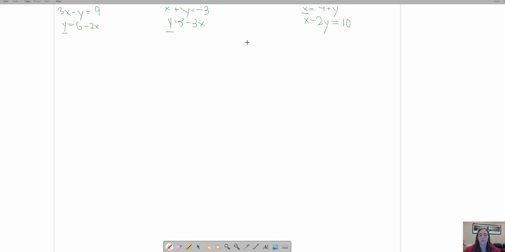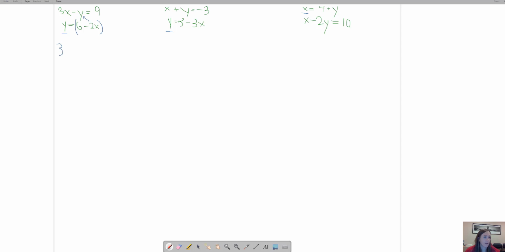Okay. If you don't already have a variable by itself, a lot of times you won't use this method. But if you have to use this method, if it tells you specifically to, then you just have to get the variable by itself. Get one of them by itself. Okay, so what we're going to do on this first problem here is I'm going to take everything that y equals, so that whole thing, and I'm going to put it in place of the y in the other equation. Okay. So that means I'm just going to take that whole thing.